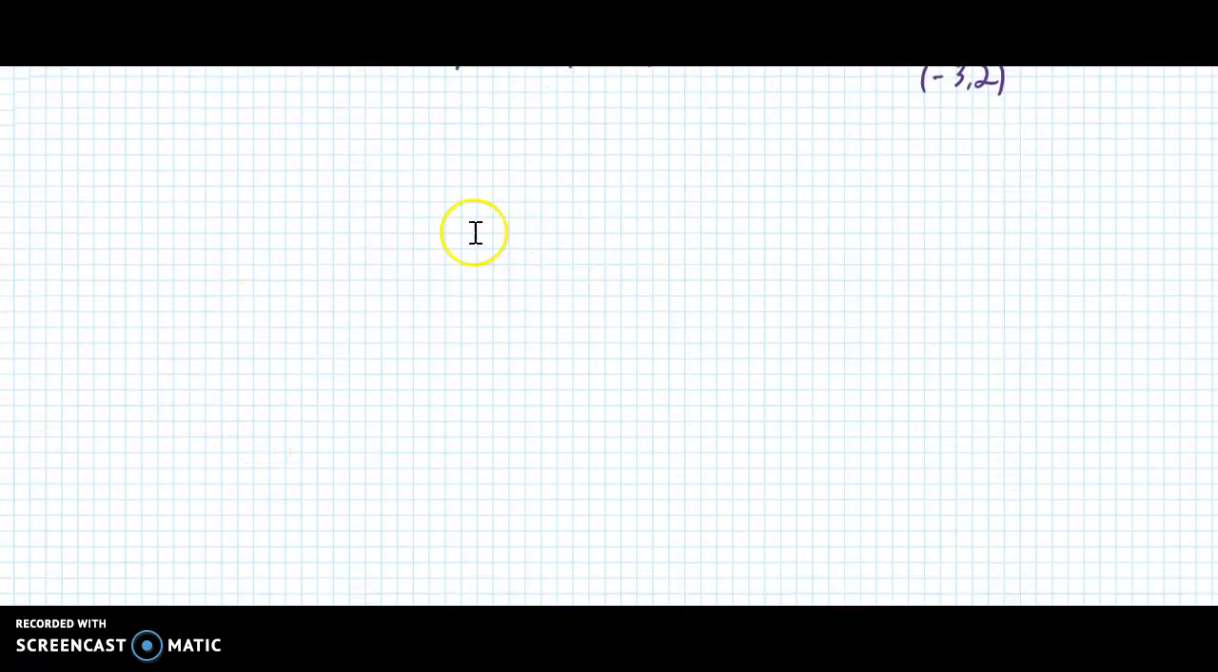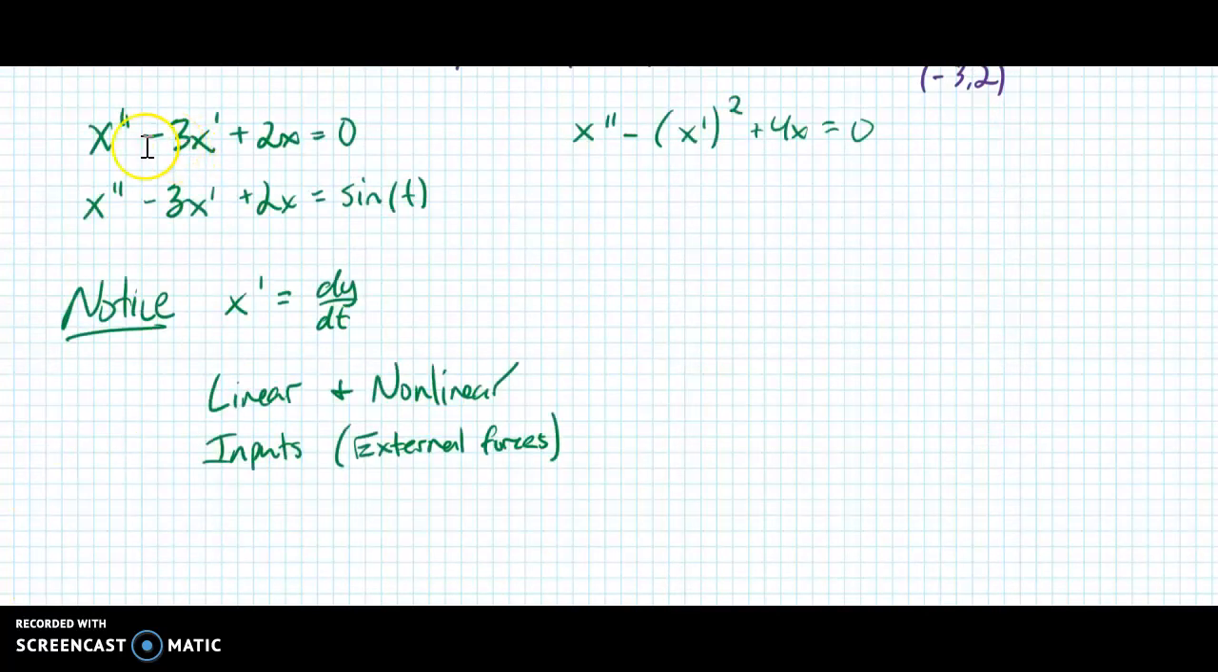So differential equations. I'm going to write a handful out here. So I've put 3 second-order differential equations here. x double prime minus 3x prime plus 2x equals 0. The same thing equal to sine of t. And then this one, which is x double prime minus x prime squared plus 4x equals 0.